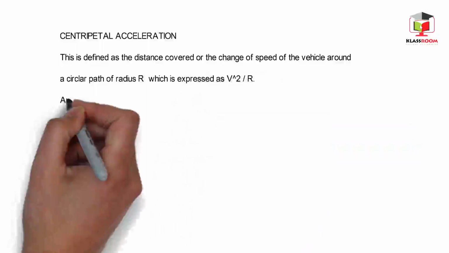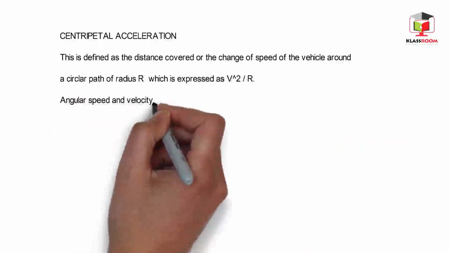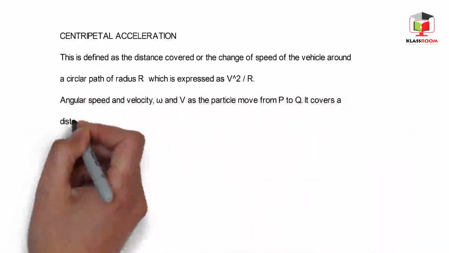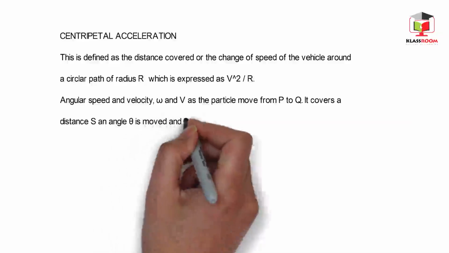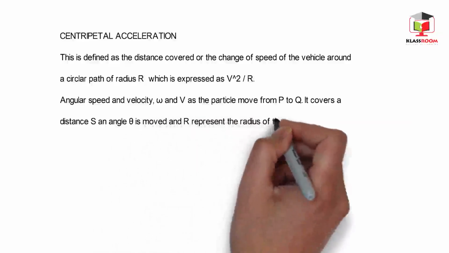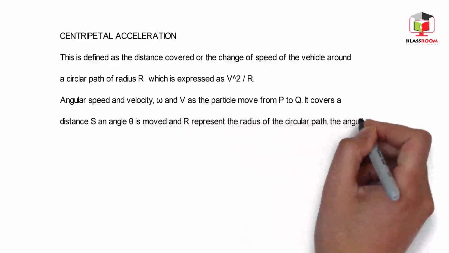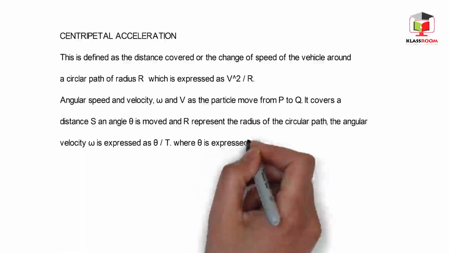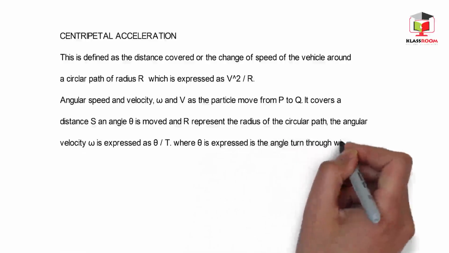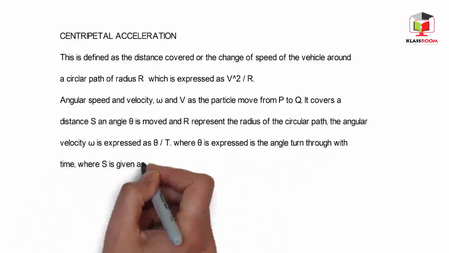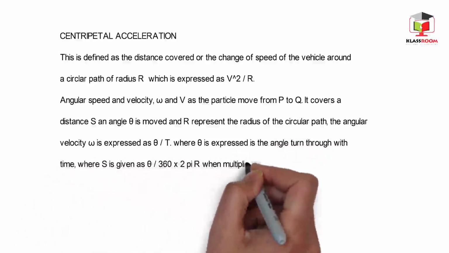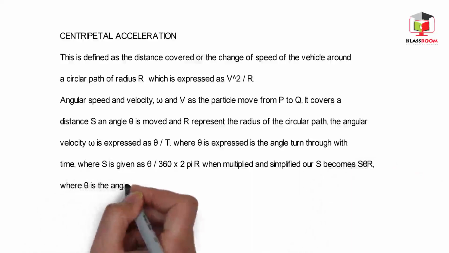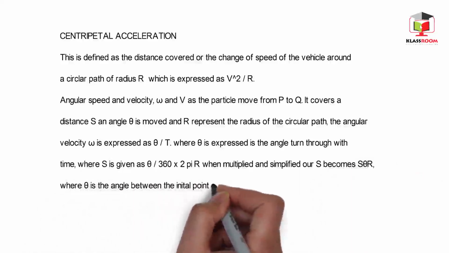Angular speed and velocity, omega and v. As the particle moves from P to Q, it covers a distance s, and an angle theta is moved, and r represents the radius of the circular path. The angular velocity omega is expressed as theta over t, where theta is the angle turned through with time, where s is given as theta over 360 times 2 pi r. When multiplied and simplified, s becomes s equals theta r, where theta is the angle between the initial point and the final point, and r the radius of the circular path.